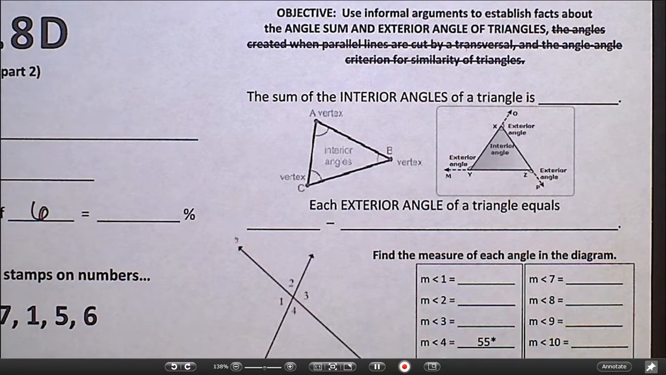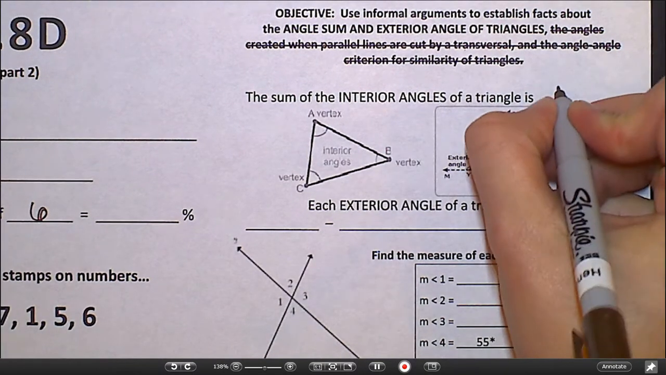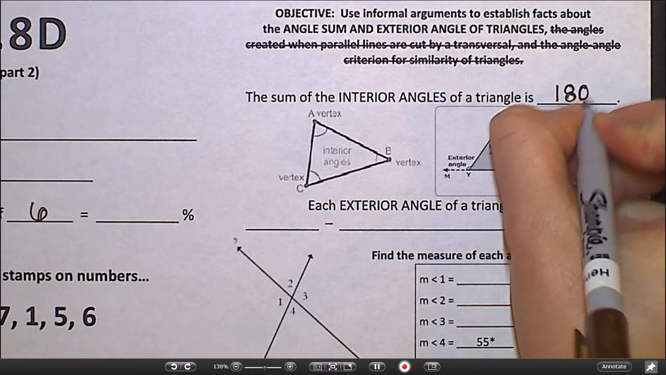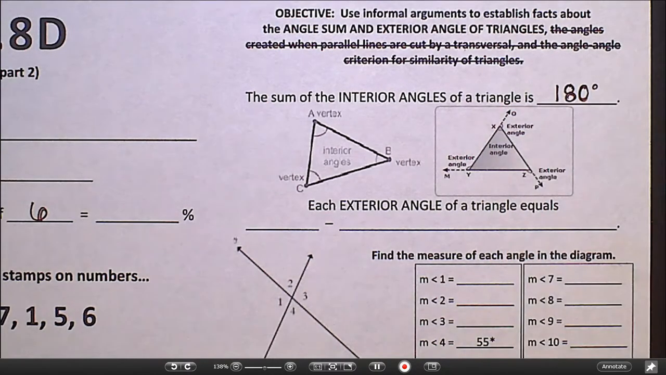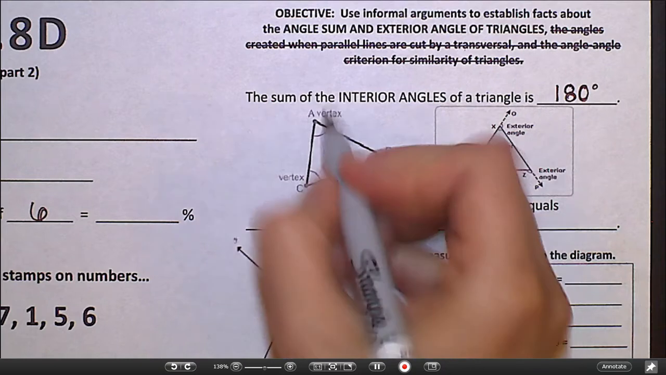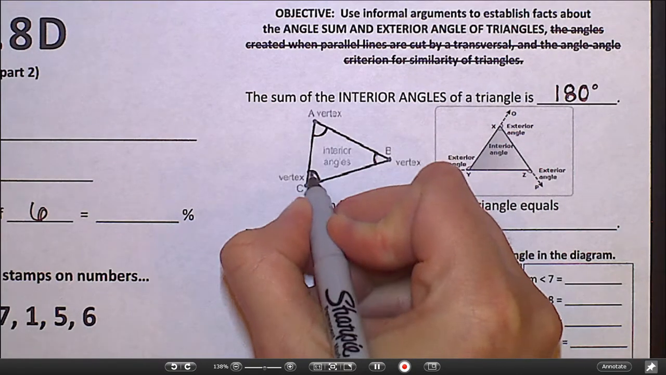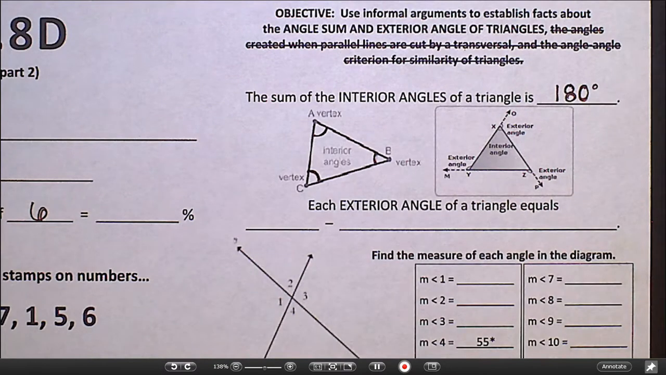Okay, the sum of the interior angles of a triangle is 180 degrees. Always. 180 degrees. So anytime we have a triangle, all of the angles, when they say interior angles, they just mean the angles inside the triangle, so we could just say angles. They have to add up to 180 degrees.